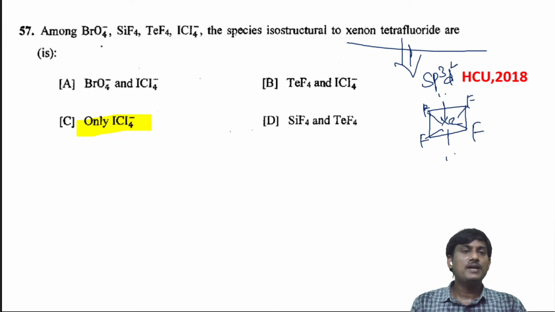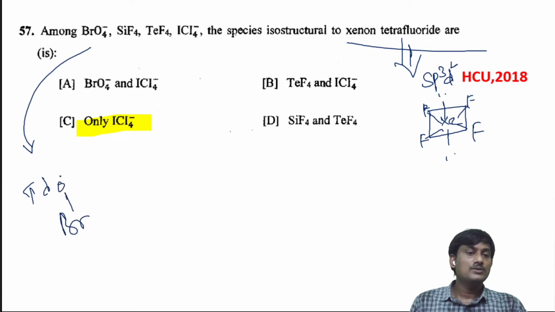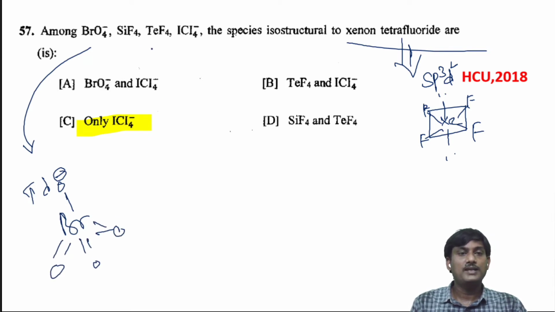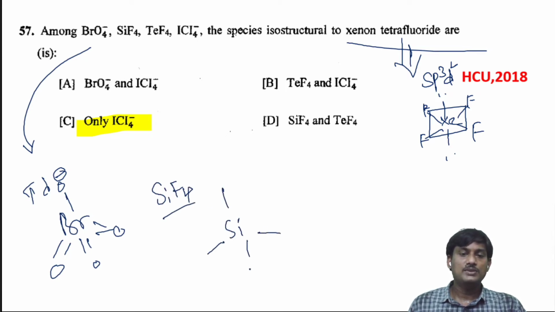If you take BrO4 minus, this one has a tetrahedral structure, with sp3 hybridization. This is the tetrahedral structure of BrO4 minus. And SiF4 also has a tetrahedral structure, sp3 hybridization. And TeF4, like oxygen, sulfur, selenium and tellurium, has an SF4-like structure. So this structure is see-saw.